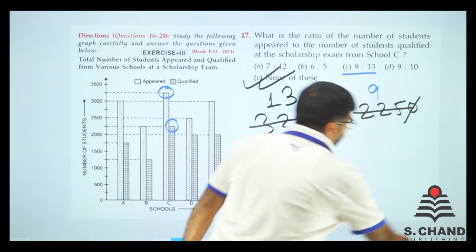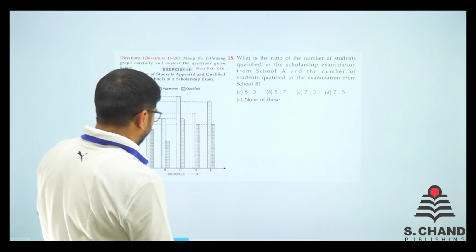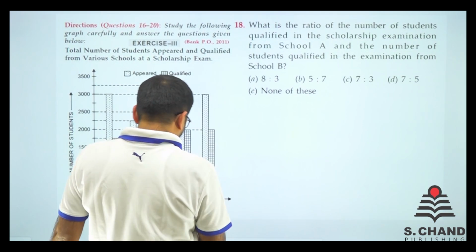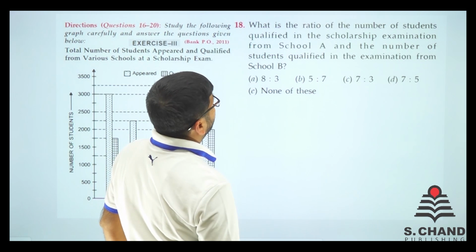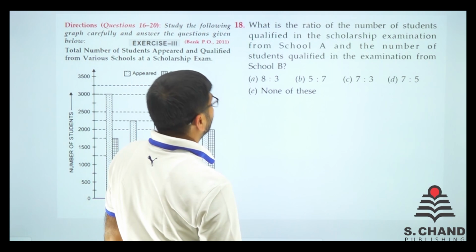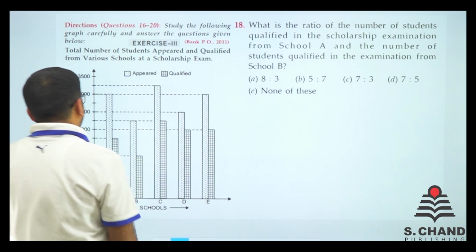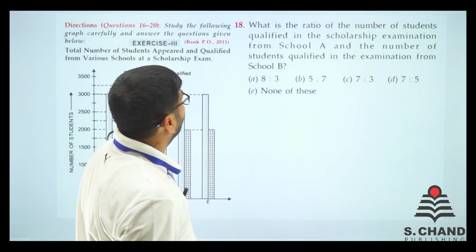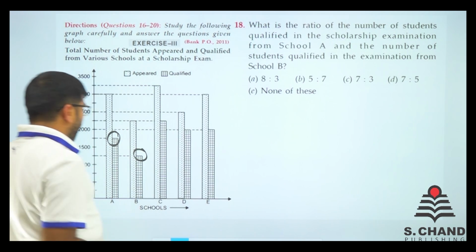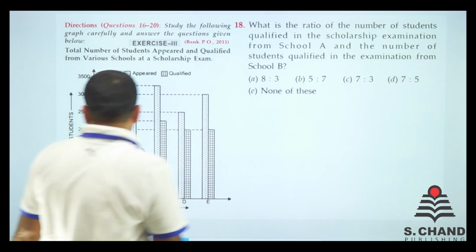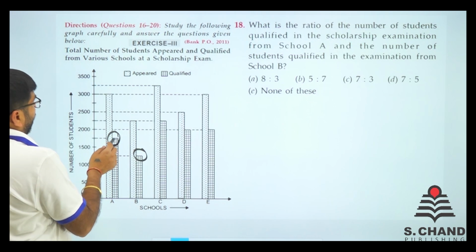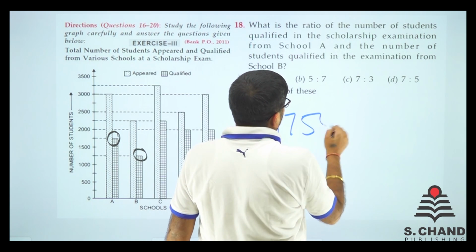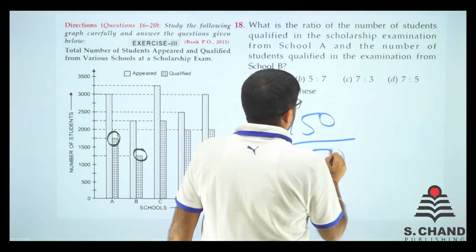So here we go. We go to the next question. That is 18 number. Let's see what it says. What is the ratio of number of students qualified in the scholarship exam from A and the number of students qualified in the exam from B. So qualified from A and qualified from B, and you need the ratio, right? So it is like 1250 and it is 1750 is to 1250. 1750 is to 1250. Check it again.